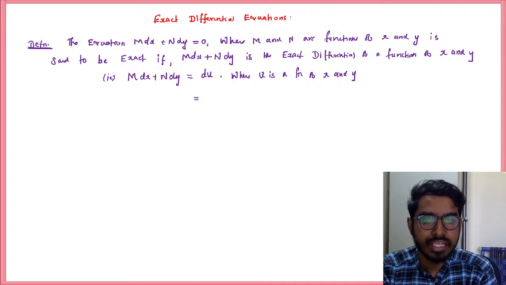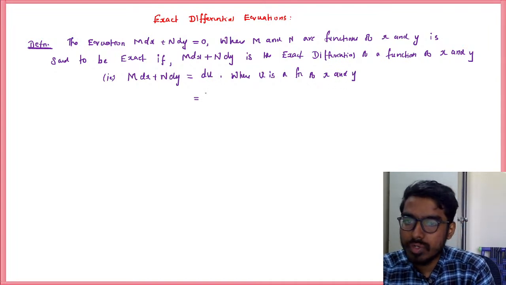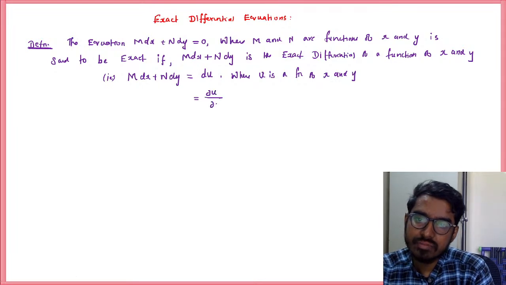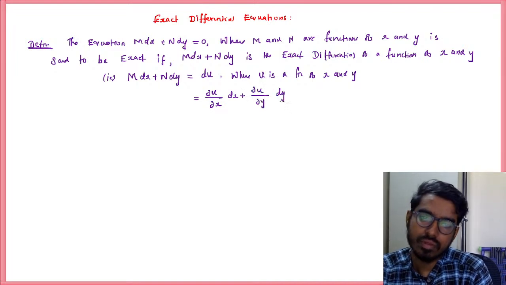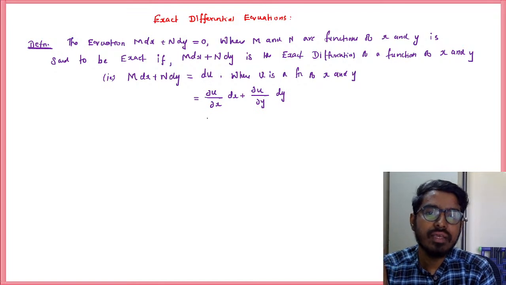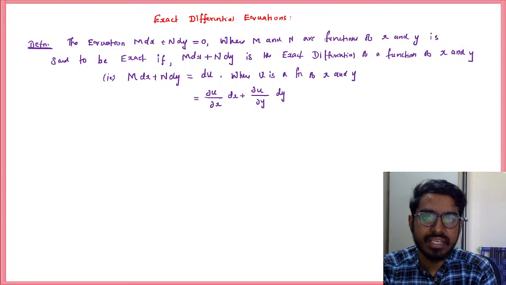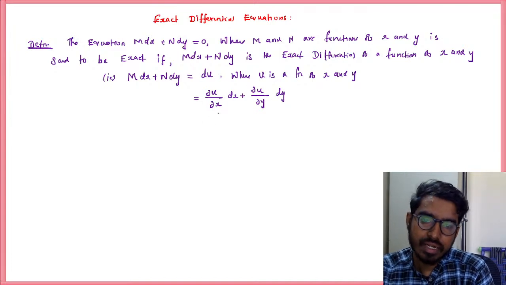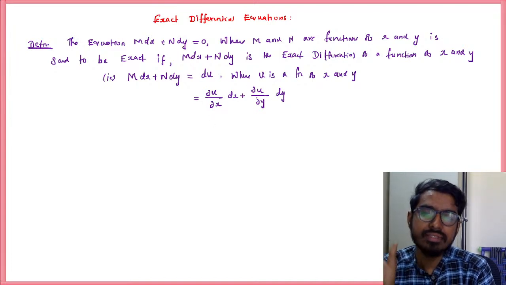u is a function of x and y. What about du? It will be dou u by dou x into dx plus dou u by dou y into dy. So all these are equivalent. Whenever you can write M dx plus N dy is equal to du, where u is a function of x and y, it will be exact. And we know du is dou u by dou x dx plus dou u by dou y dy.